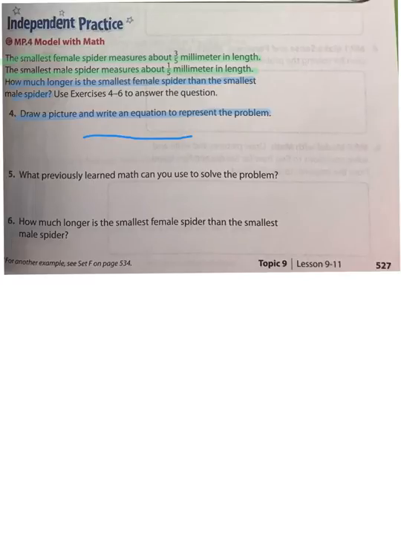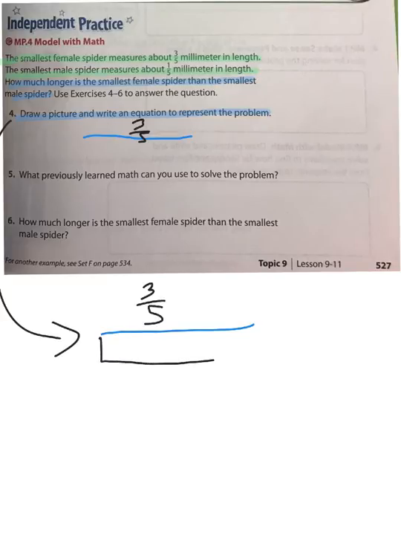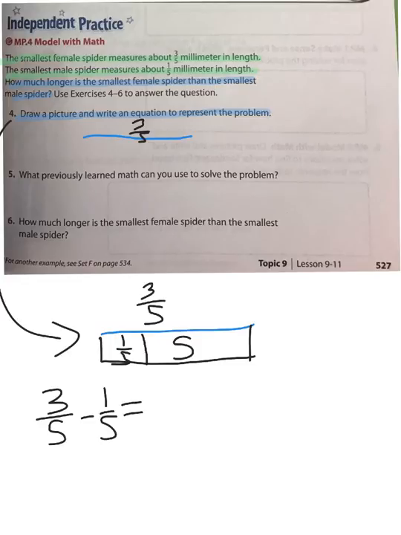The biggest one is 3/5, so it should say 3/5 right here. I'm also going to draw it down here so it's easier for you to see. Here's my bar diagram with 3/5 on top. Then I'm going to draw my little bar. I know that the other spider is 1/5, and this will be my variable. We'll call it an S for spider. My equation is just going to be 3/5 minus 1/5 equals S. This is a 5 and that's an S. And the S is going to equal 2/5.